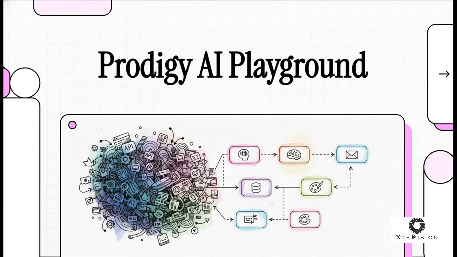All right, if you're a developer who's built any kind of AI system, you know the pain. You spend so much of your time just wrestling with APIs, writing endless glue code to stitch different services together. It's messy, right? It just gets in the way of the actual creative work. But what if you could just draw it out, visually? Well, let's take a look at how the Prodigy AI Playground is designed to do exactly that.